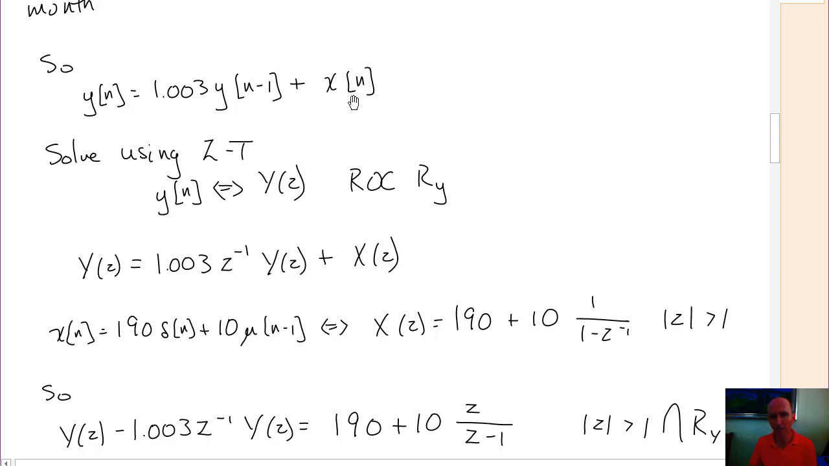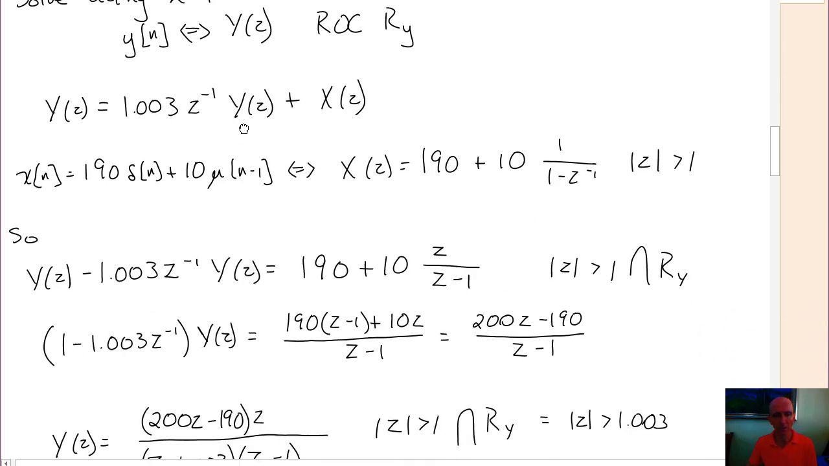And then x of n is just X of z, and we know that a summation in time is a summation in the z transform. So this is going to be our equation in the z transform domain. And we want to solve it.